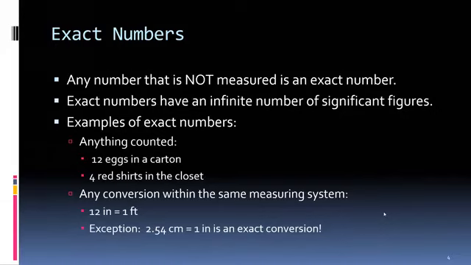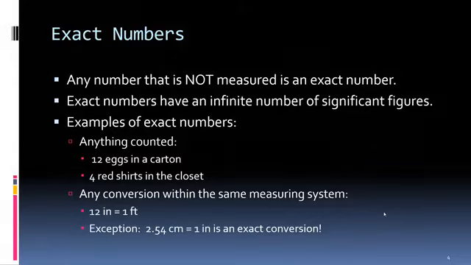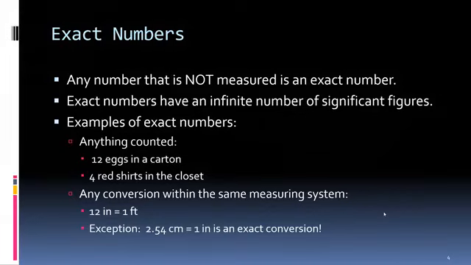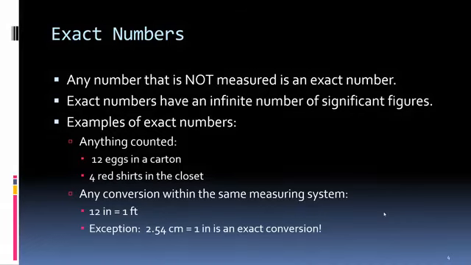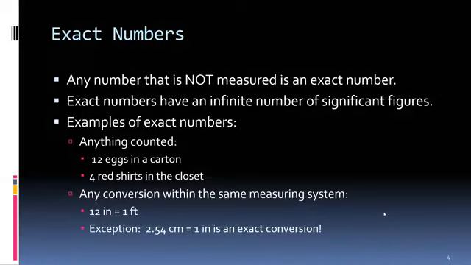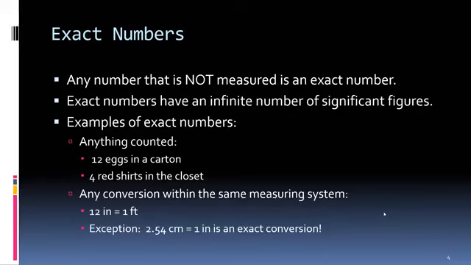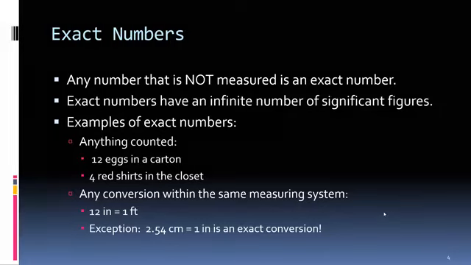Exact numbers also include any conversion within the same measuring system. For example, 12 inches in 1 foot is an exact number because both inches and feet are members of the English measuring system. A metric example might be 100 centimeters in a meter, which is also an exact number.